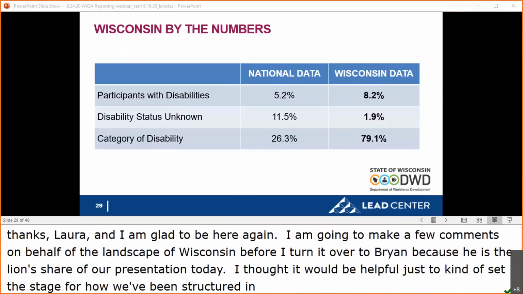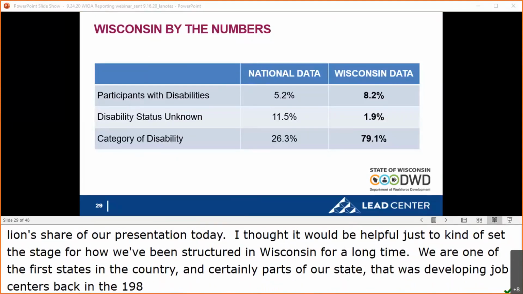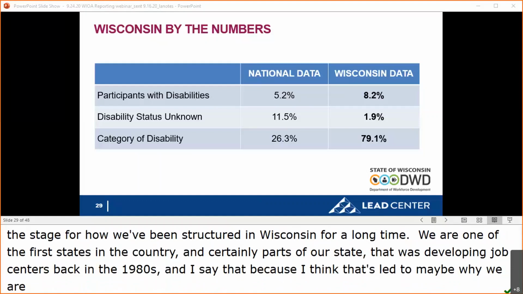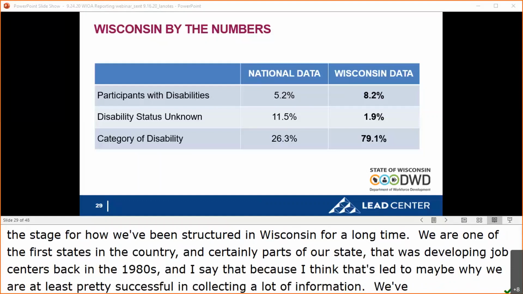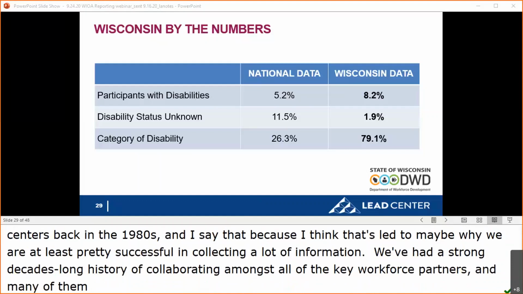We were one of the first states in the country, and certainly parts of our state, that was developing job centers back in the 1980s. I say that because I think that's led to why we are pretty successful in collecting a lot of information. We've had a strong, decades-long history of collaborating amongst all of the key workforce partners, and many of them were under the same roof long before job centers were being referenced as such.